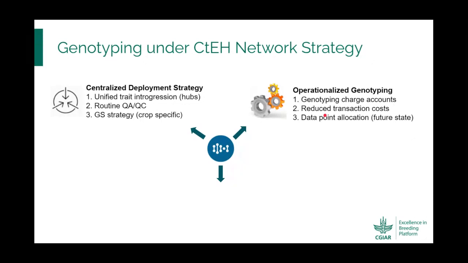And the final aim for operationalized genotyping is that, 2 to 3 years down the line, we would like to start transitioning all the breeding programs, based on the scale of the breeding pipeline, towards a data point allocation mechanism instead of the current genotyping based on project resources. So we believe that this is likely going to be the sustainable model moving forward, and a lot of private sectors are already using such a model when they allocate genotyping resources to breeding programs.